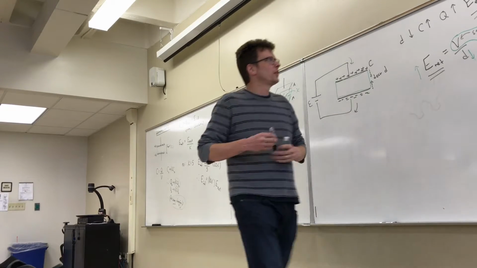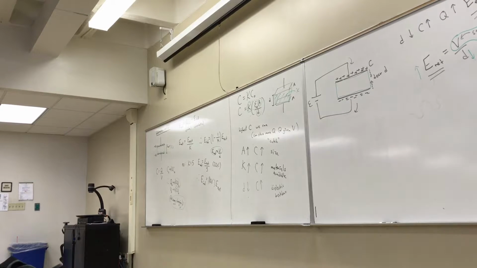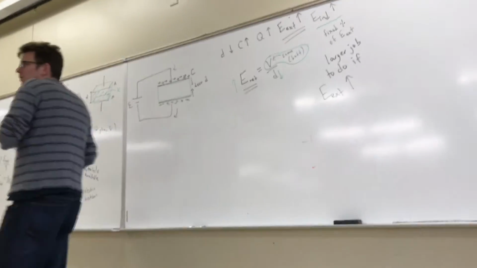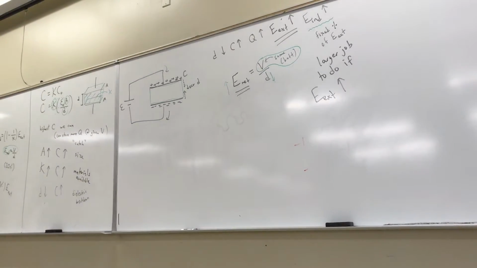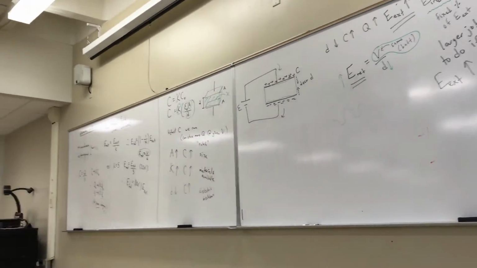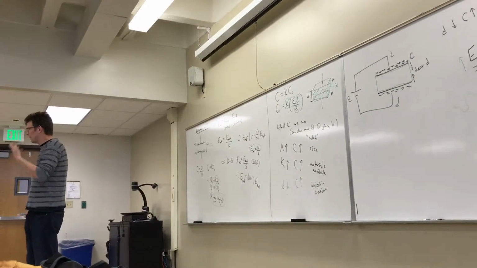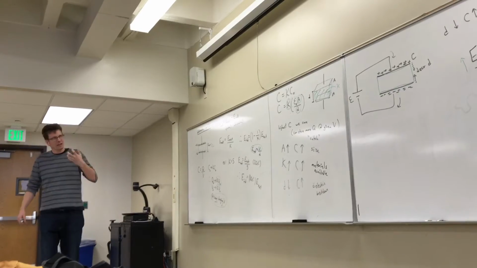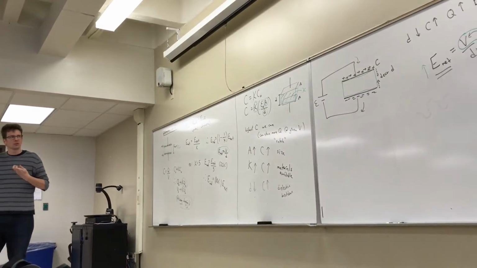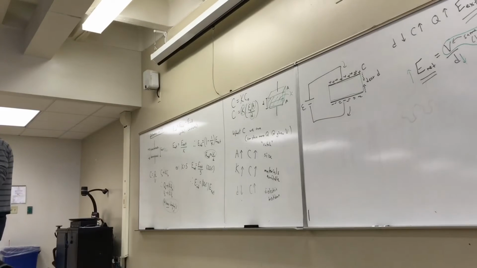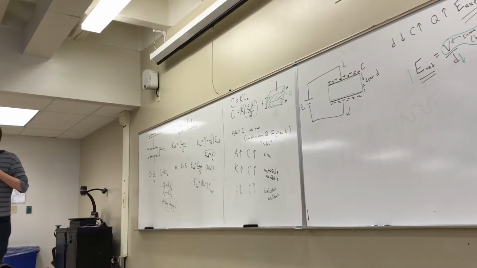So what we have is that E induced has a larger job to do if E external is larger. It's still canceling off a certain percentage, but the thing that it has to cancel a fixed percentage of is larger. Does that make sense? Yeah? So the 80% stays the same?